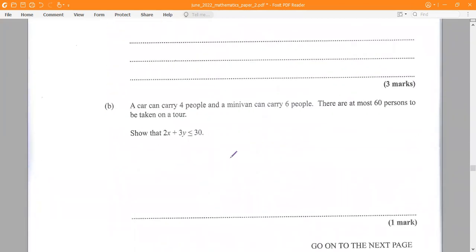A car can carry 4 people and a minivan can carry 6 people. There are at most 60 persons to be taken on a tour. So we're going to show that 2x plus 3y is less than or equal to 30. So we have 4 times x, which gives us the number of people carried in cars, plus 6 times y, which gives us the number of people carried in minivans. And it must be less than or equal to 60 because it cannot exceed 60.